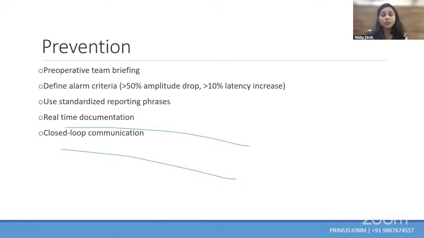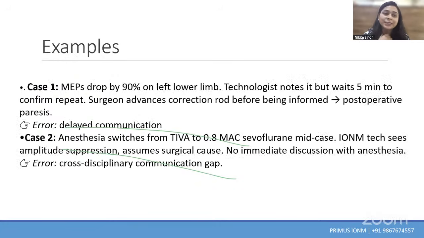And there are standardized reporting phrases which should be used during the surgery. There should not be any vague terms used for communication. Then real-time documentation is very important to understand where exactly there was a loss, and there should be closed loop communication. So whatever you are delivering or whatever you are saying during the surgery, it should be acknowledged by the person whom you are addressing. So these are the case examples.